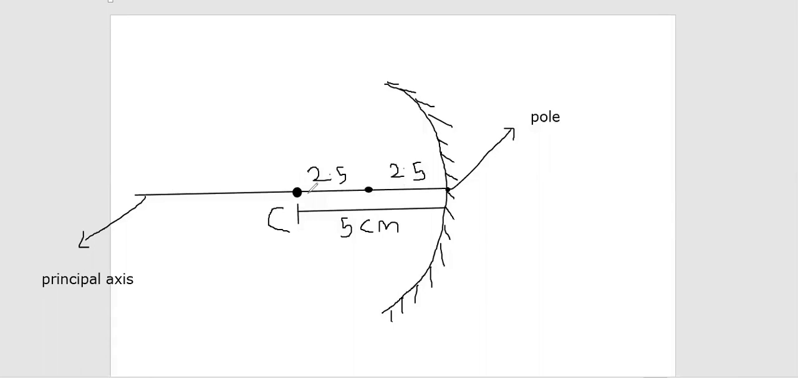So you need to put the compass on the center of curvature and draw the curve, right? After drawing the curve, you need to draw a horizontal line which should touch the center of curvature and the pole, the middle point. The distance from the center of curvature to the focus should be 2.5, and the distance from the focus to the pole should be 2.5 compulsory.